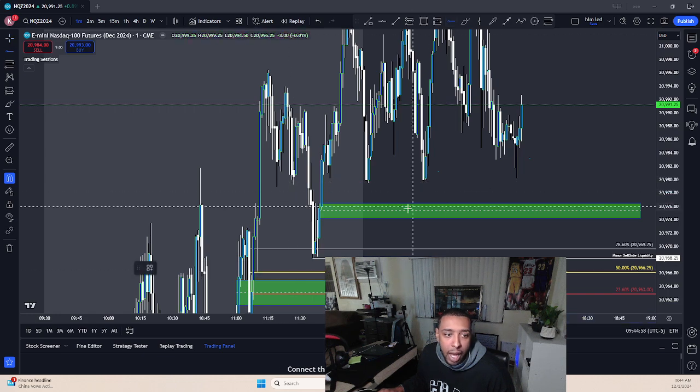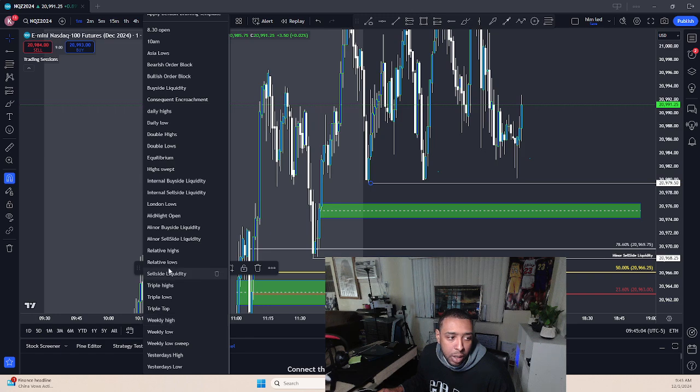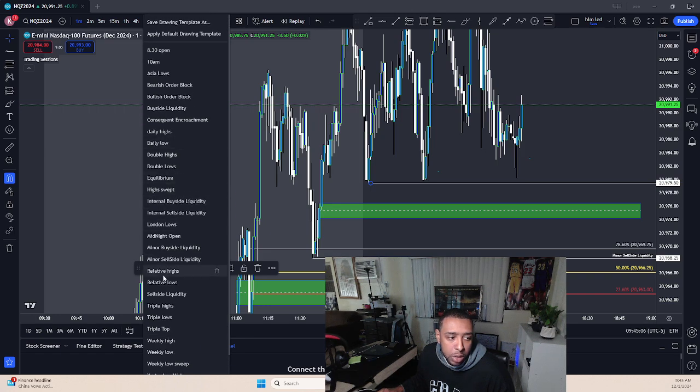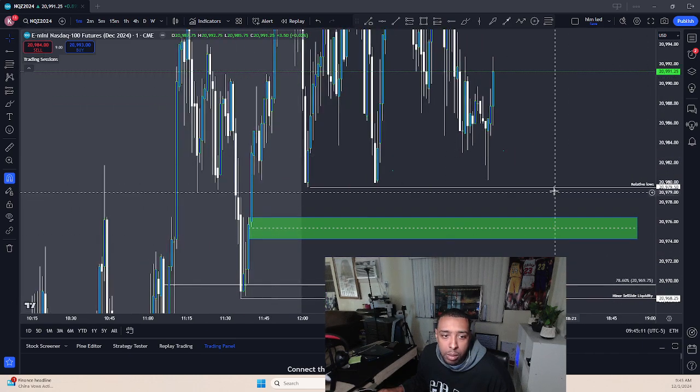Delete the zone, and I already have all my PDRAs like levels, so I could just draw this zone right here. I got my triple lows, and I could just notate it like this right here. I already got them all saved. Triple relative lows right here. Got my relative lows on.